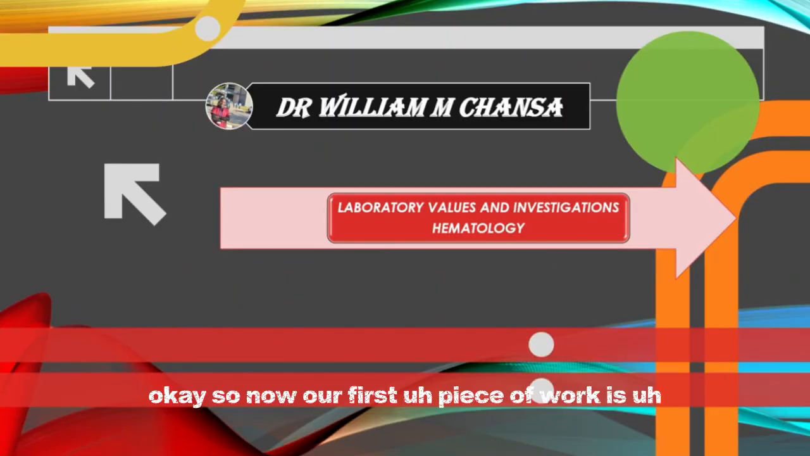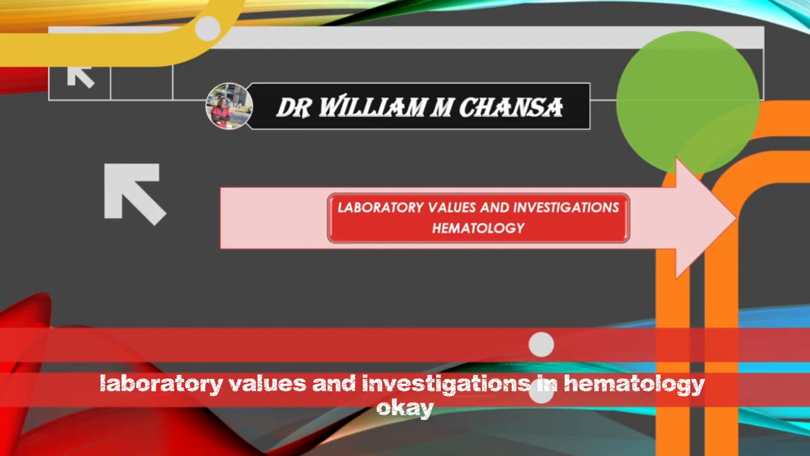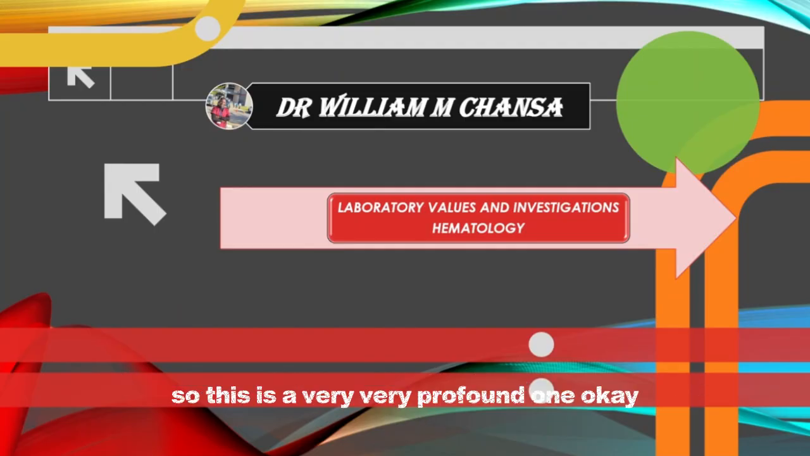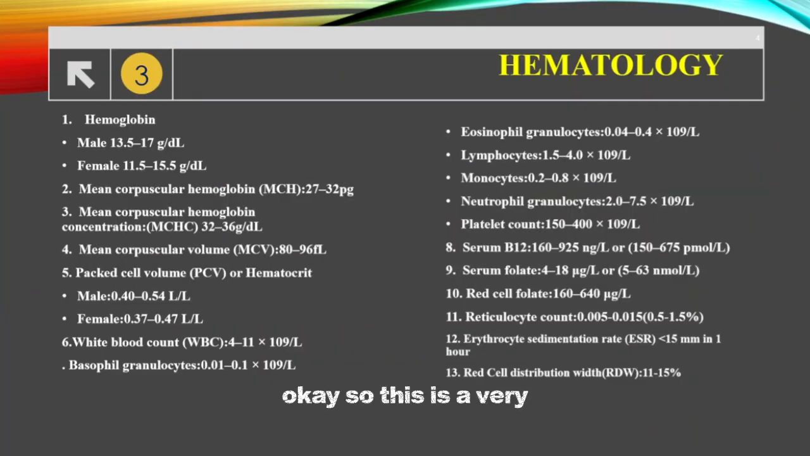Our first piece of work is laboratory values and investigations in hematology. This is a very profound one, in the way that if you're in medical school, you'll be asked a lot of things about the hemogram. They'll ask you about anemia, thrombocytopenia, polycythemia, just to mention a few. This is a very important slide. It talks about the most relevant things under hematology.